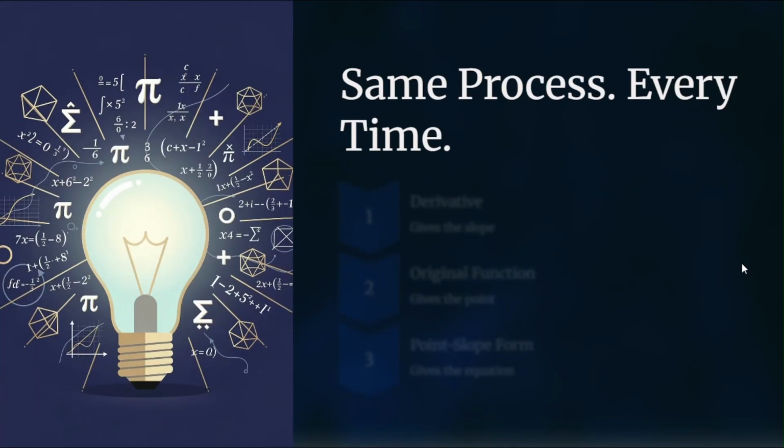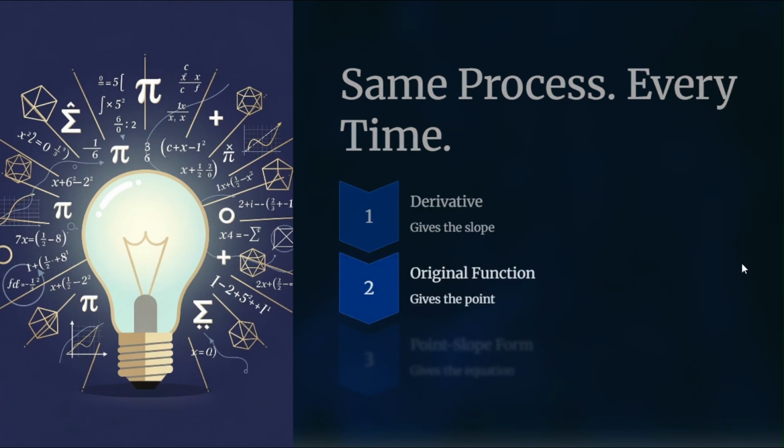So it's the same process every time. The derivative gives the slope, the original function gives the point, and point-slope form gives the equation. Master this workflow and you'll solve tangent line problems with confidence.